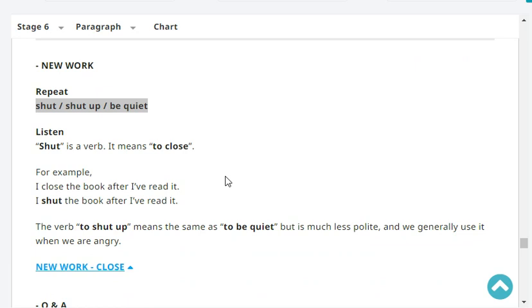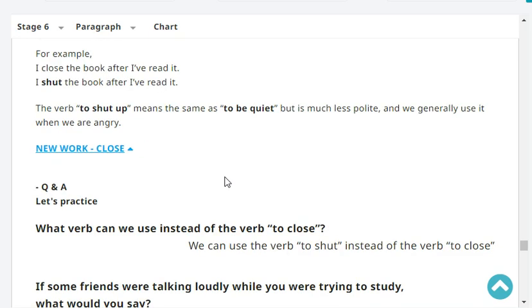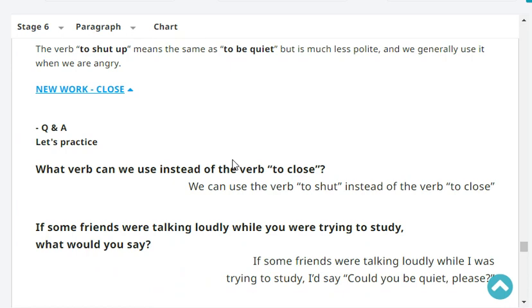The verb to shut up means the same as to be quiet, but we use the word to shut up when we are angry. Okay? To be quiet is much more polite. Let's practice. What verb can we use instead of the verb to close?